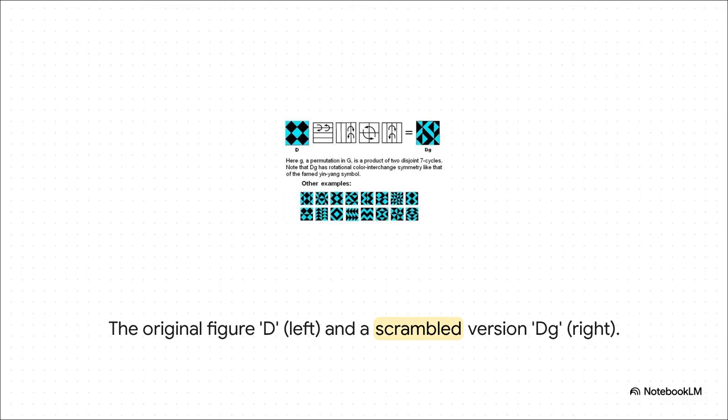So on one side, you've got our original pattern, D. On the other side, one of those scrambled versions. And you see, it's not just a random jumble of tiles, it's another pattern. It has a different kind of order to it. And the big question is, why?